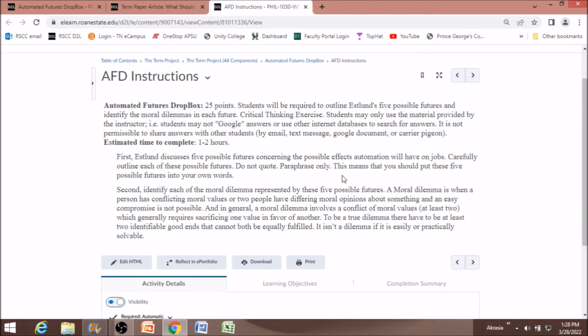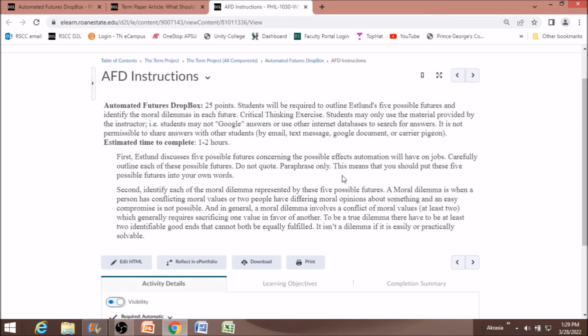So what's a moral dilemma? A moral dilemma is when a person has conflicting moral values, or 2 people have differing moral opinions about something, and an easy compromise is not possible. In general, a moral dilemma involves a conflict of moral values, at least 2, which generally requires sacrificing one value in favor of another. To be a true dilemma, there has to be at least 2 identifiable ends that cannot both be equally fulfilled. It isn't a dilemma if it is easily or practically solvable. Dilemmas should be hard. And they're hard precisely because there is a conflict of values, and you have to sacrifice one value in favor of another. There's always a sacrifice involved in a dilemma.